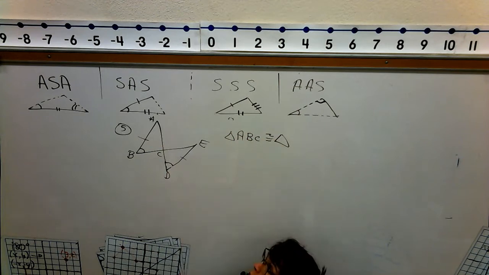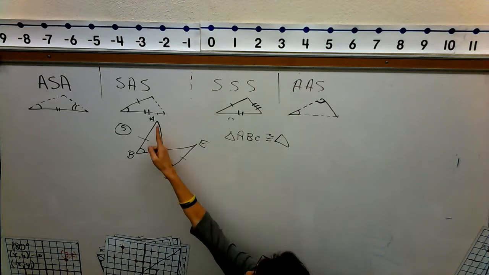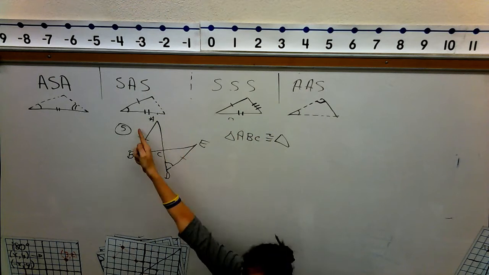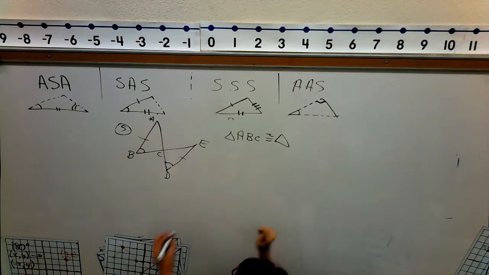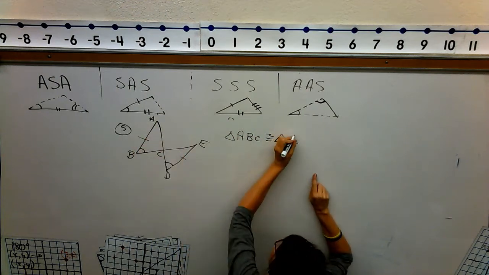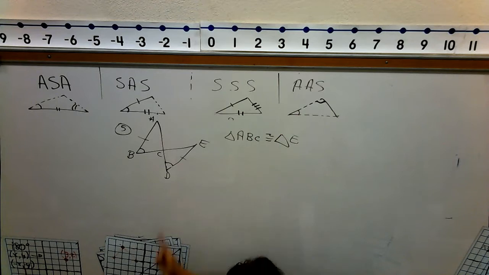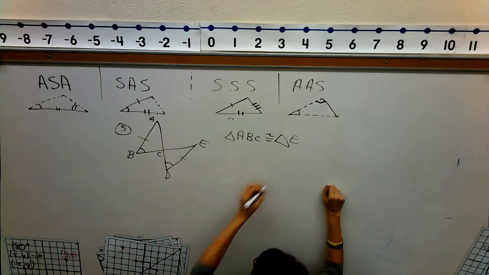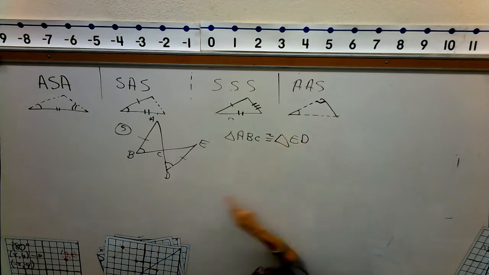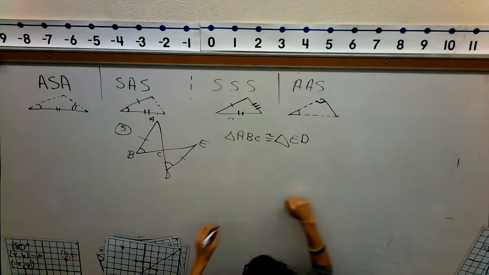In other words, what point corresponds to A? E does, right? See how they're in the same position on the triangle? So A corresponds to E. D corresponds to B. Yeah, A, E, D, and C corresponds to itself. Okay.